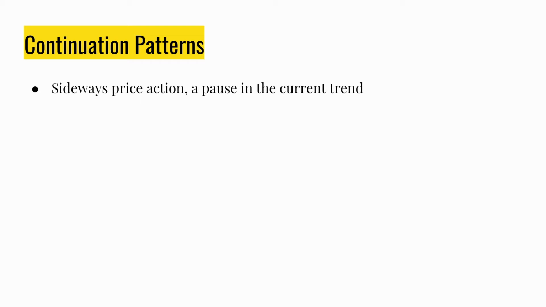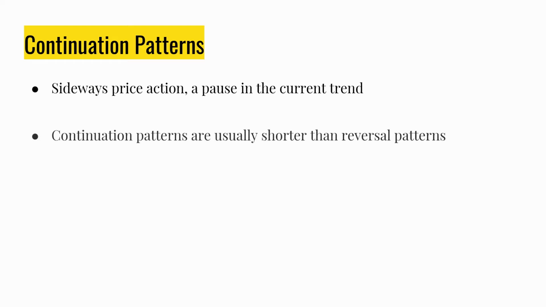Before we go into triangles, let's first define continuation patterns. A continuation pattern is when the stock moves sideways. This sideways movement usually represents a pause in the current trend, and the pause may be due to the stock being overbought or oversold. Also, continuation patterns are usually shorter than reversal patterns.